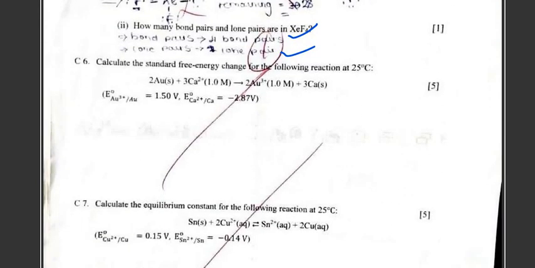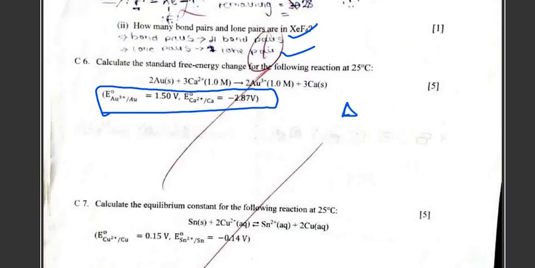Then number 6, they are saying calculate the standard free energy change for the following reaction. This is what you're having. In this case where we're given concentrations, we need to first of all dismantle this reaction. We're asking for the free energy, we're looking for delta G, right? Delta G is negative nFE cell, so we need to get the E cell first. This is a very long process.